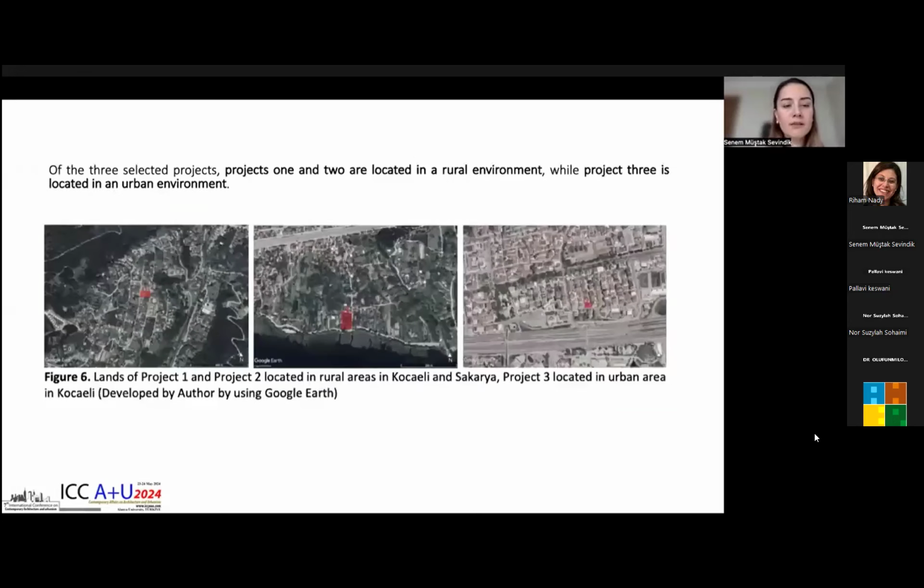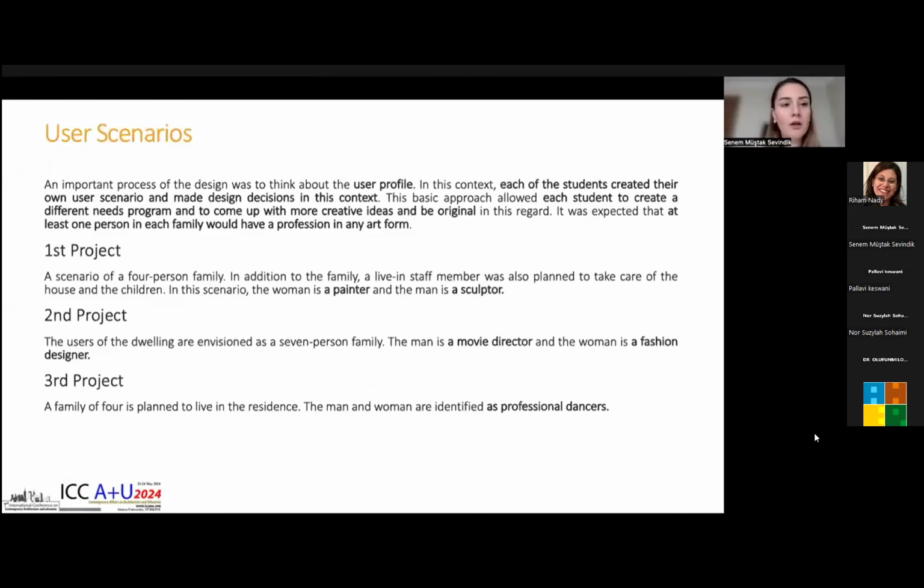Of the three selected projects, projects one and two are located in rural environments, while project three is located in an urban environment. An important process of the design was to think about the user profile. In this context, each of the students created their own user scenario and made design decisions in this context. This basic approach allowed each student to create a different needs program and to come up with more creative ideas and be original in this regard.